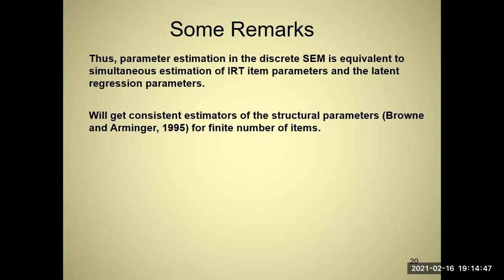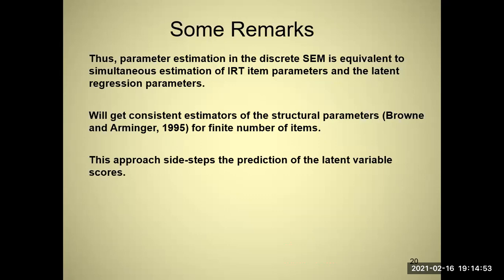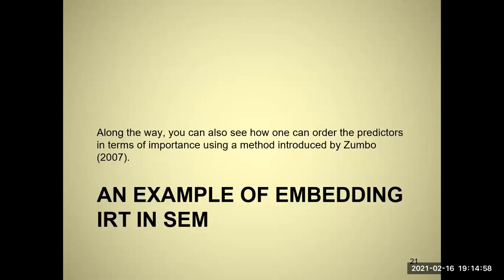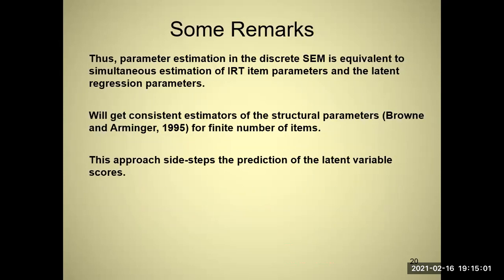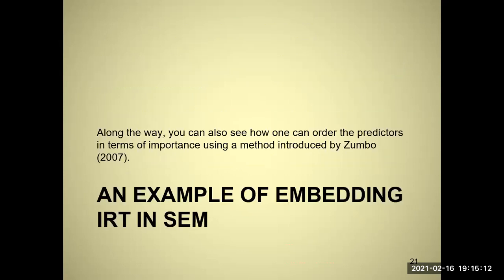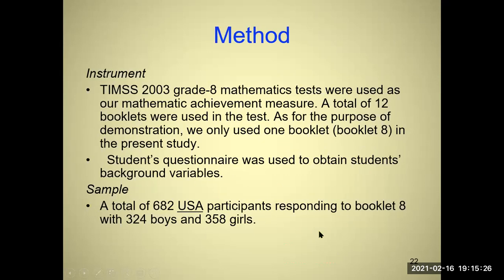You will get consistent estimators of the structural parameters, Brunner and Armitage in 1995, for a finite number of items. And this approach sidesteps the prediction of the latent variable scores. It also sidesteps treating the observed scores, the item responses, by just adding them up or averaging them, whether it's a knowledge test or a self-report measure. Very briefly, I'm going to show you a way of ordering predictors to answer those kinds of questions that are fairly common in validation research in terms of looking at the most important variables. And this is an example of embedding IRT in structural equation modeling.